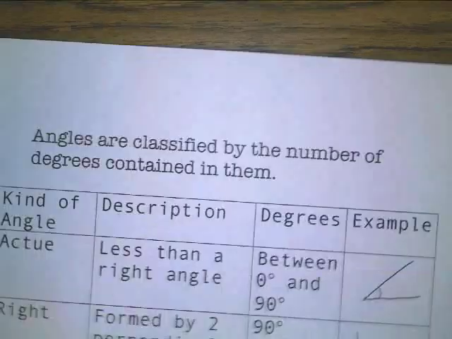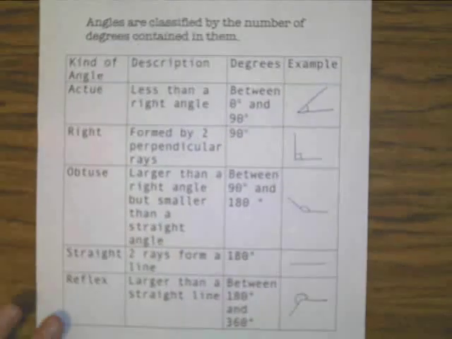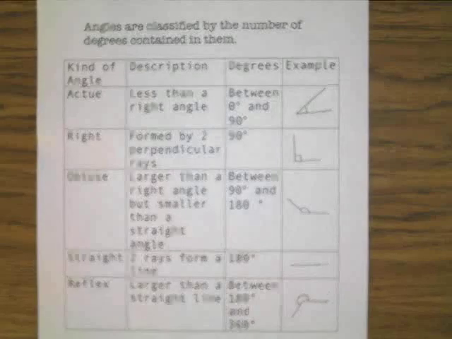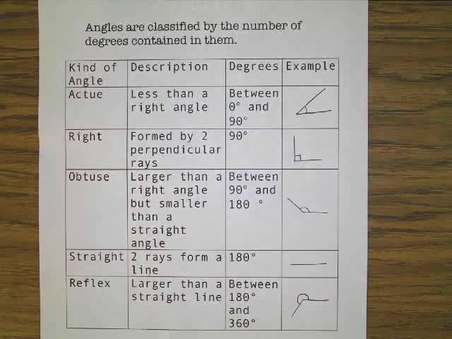With that, let's see if I can get this all on the paper. We have to be able to classify them. So, angles are classified by the number of degrees contained in them. The first one is an acute angle. It is less than a right angle, and its degrees fall between 0 and 90.